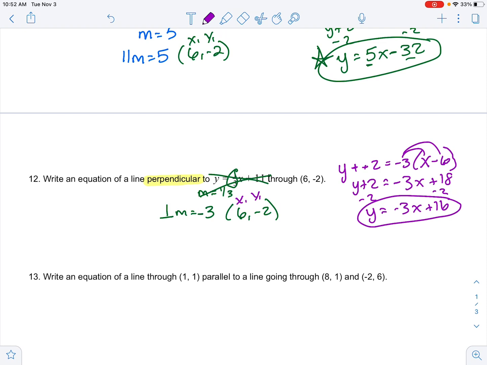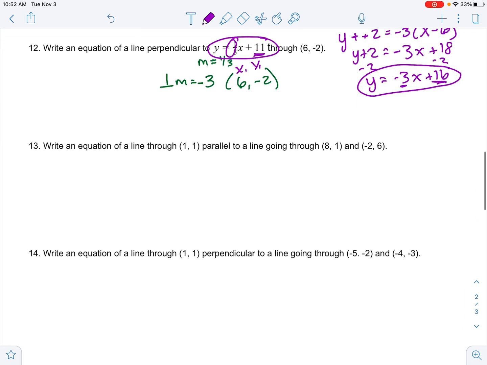Okay, now you can always double check with that original equation. That original equation's right here. So do they have the same starting point? Nope, so they're not the same line. Compare your slopes. This one's 1/3, this one's negative 3. We flipped it, changed the sign. Those are perpendicular slopes, so we're good.